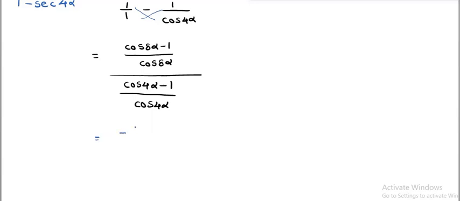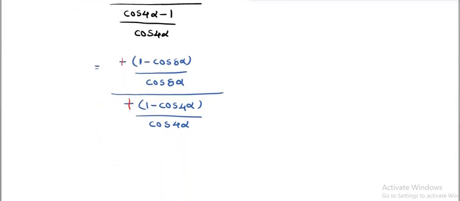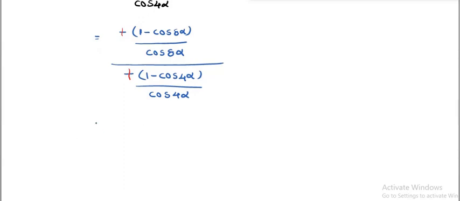So minus is common in the first step, (1 minus cos 8 alpha) by cos 8 alpha, whole divided by, minus is common, (1 minus cos 4 alpha) by cos 4 alpha. So minus and minus cancel. Next step, please observe: 1 minus cos 8 alpha is written as 2 sin square 4 alpha, by cos 8 alpha.